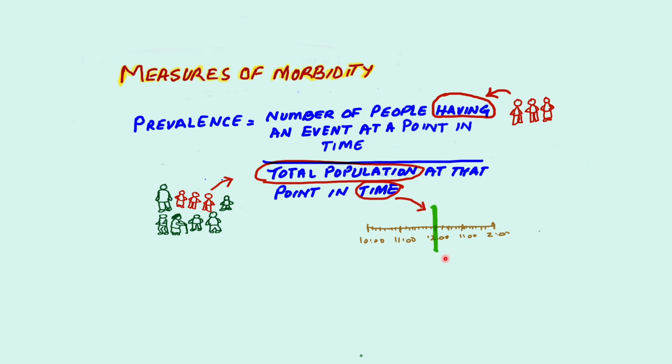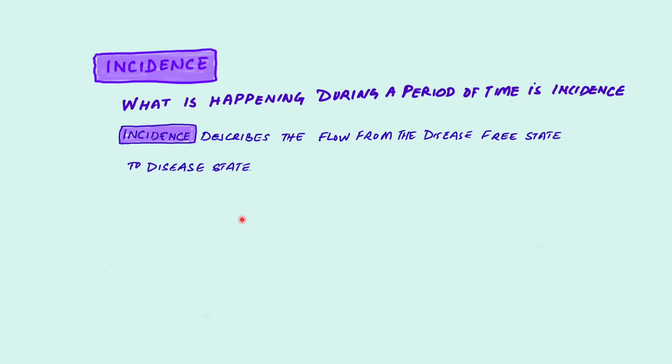It is important to remember that prevalence measures the proportion of diseased individuals at a single point in time, whereas incidence measures the occurrence of new cases over a period of time. Next, we will discuss incidence. So, what is incidence? Incidence measures what happens over a period of time.